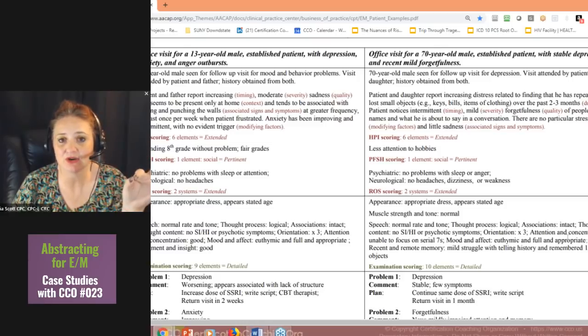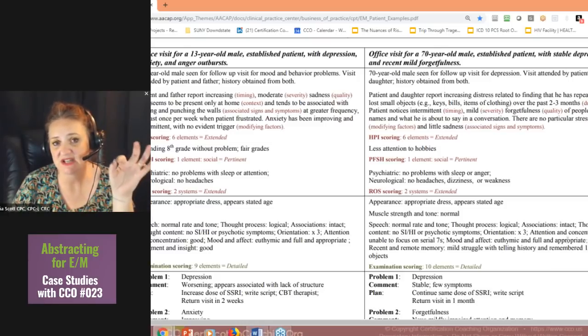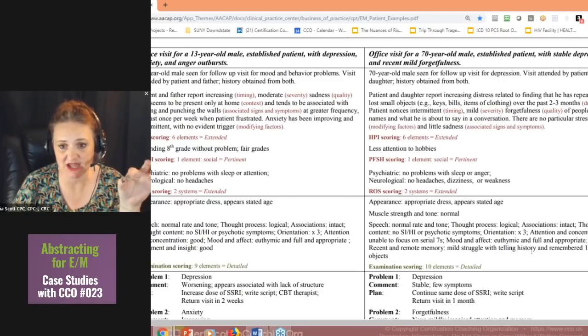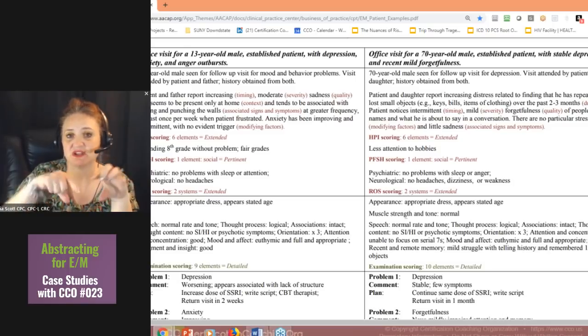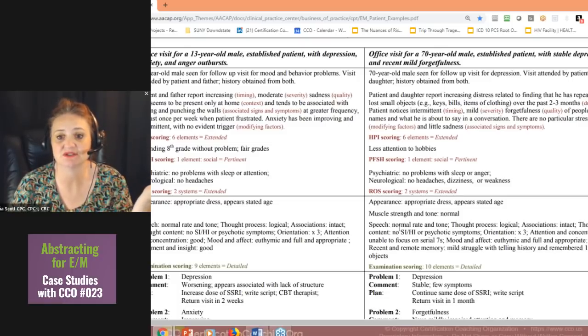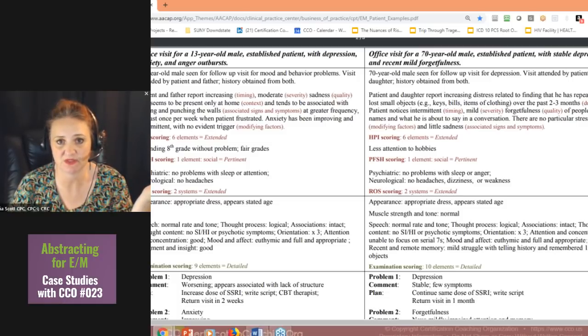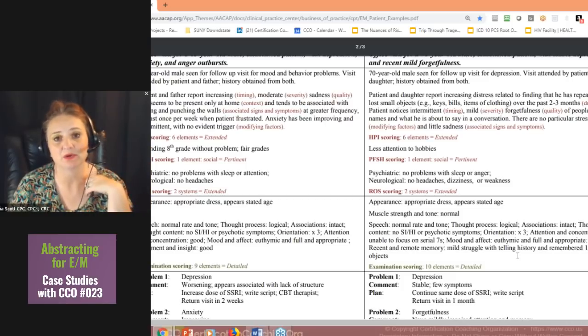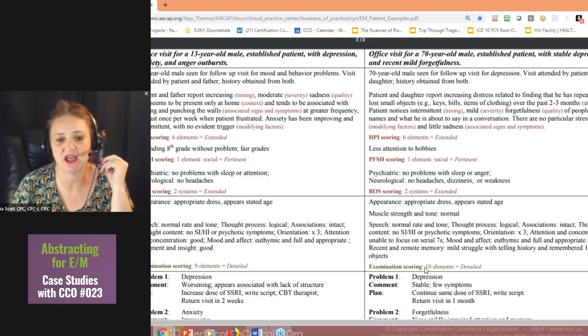Again, it doesn't matter if it's a negative or signs and symptoms that they have. It's just the fact that it was addressed, you get to count it. Because sometimes you'll see it say speech and then it'll say NA. Well, if it's not applicable, you don't get to count that because there's no documentation there as to what they found. It means it's not applicable, so it wasn't counted. So pay attention to that when you're abstracting. All right, so we have 10 elements.